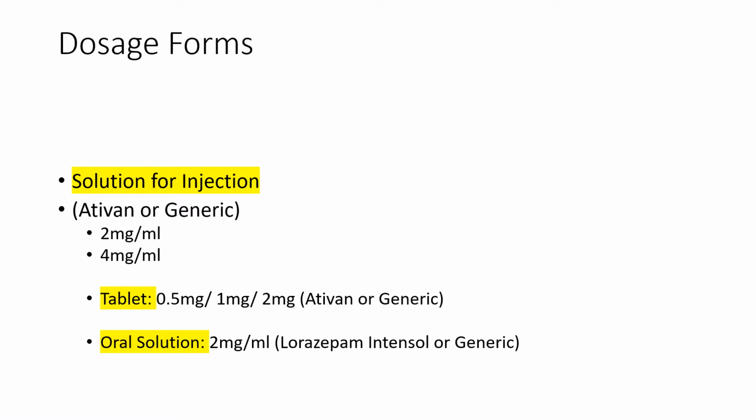Lorazepam could appear in different dosage forms. A solution for injection under the brand name Ativan or the generic Lorazepam. You can find solution for injection at 2 mg per ml or 4 mg per ml. The same Ativan or generic could be in tablet form at 0.5 mg, 1 mg, or 2 mg per tablet. Also, Lorazepam Intenso or the generic could be in the form of oral solution at 2 mg per ml.